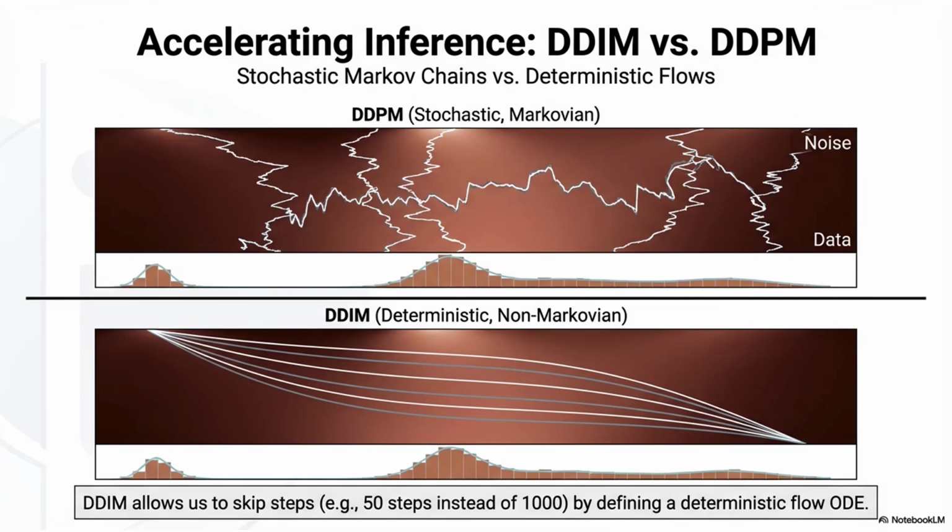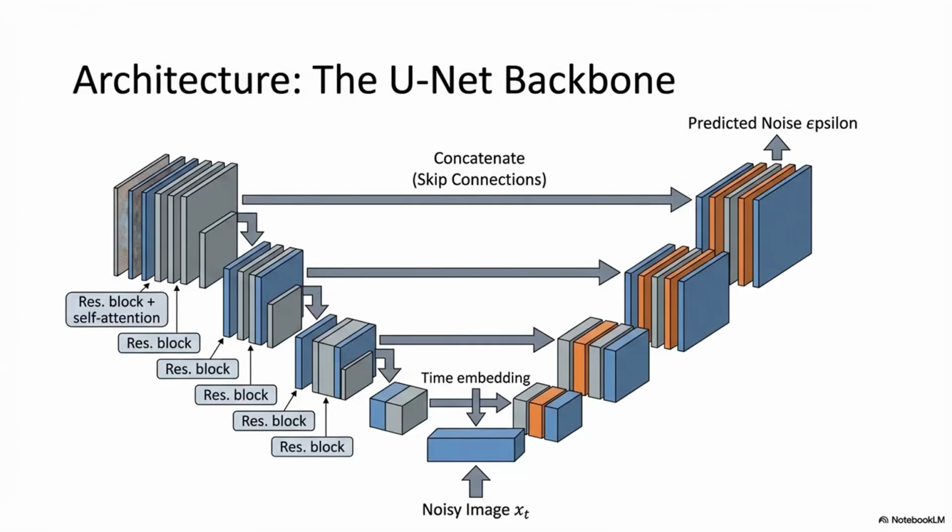All right, so we get the process now, but what about the model itself? What does the actual brain that's doing all this work look like? Let's pop the hood and take a look inside the black box. The engine driving most of these systems is an architecture called a UNet. You can see why it gets its name. It's shaped like the letter U.